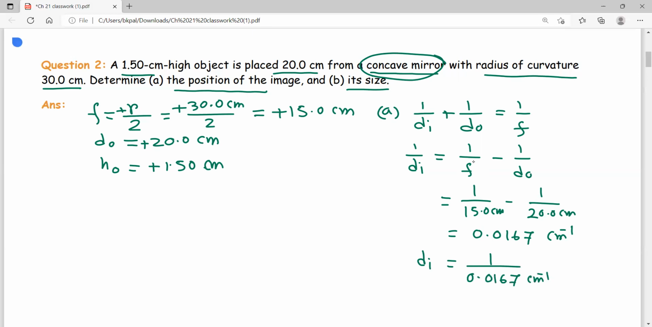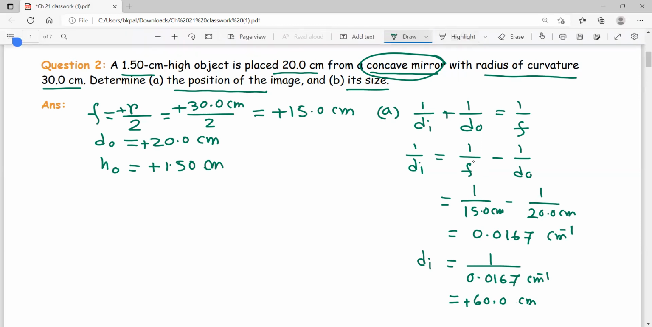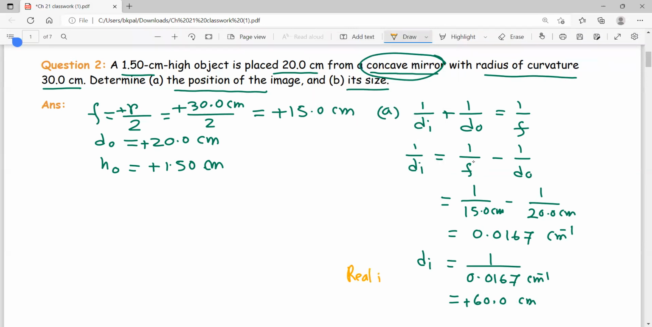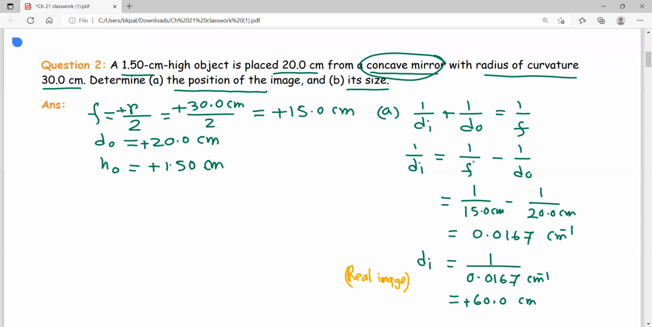Okay, and that gives me 60 centimeter. Okay, and we get a positive sign here. So getting a positive sign means the image is a real image. Okay, so the image is real because the sign is positive. In this case, both the object and image are on the same side. That's why it is positive.